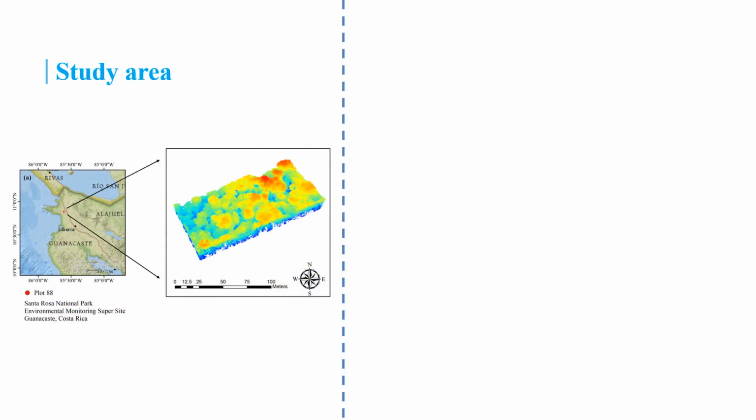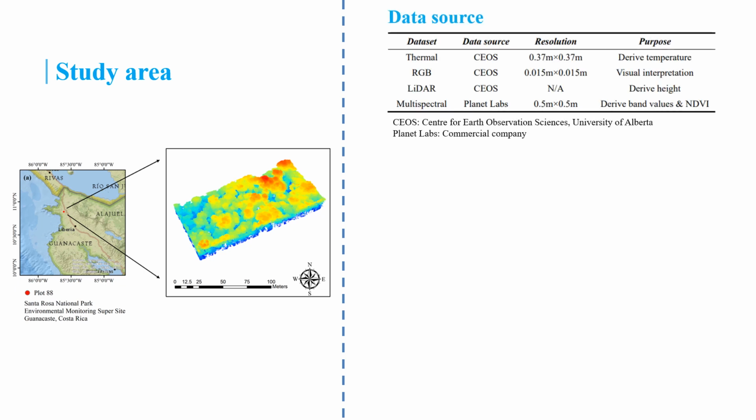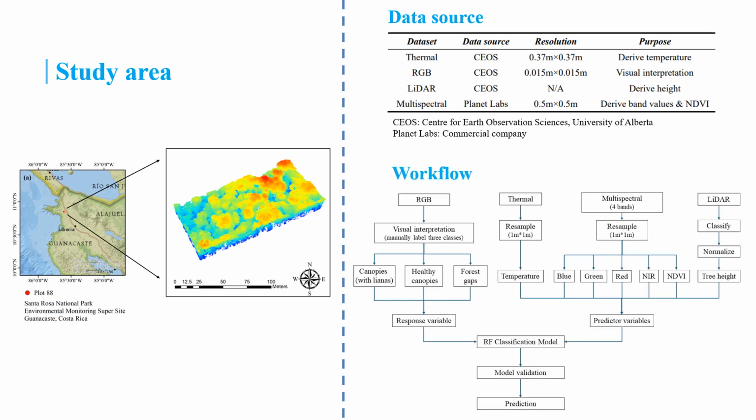This project was carried out in a plot of a tropical dry forest site in Costa Rica. Here, this table summarizes the multi-source UAV-based remote sensing datasets that are used in this course project. They are thermal, RGB, LiDAR data, and a multispectral image with 4 bands. This diagram is showing the key steps of this project.